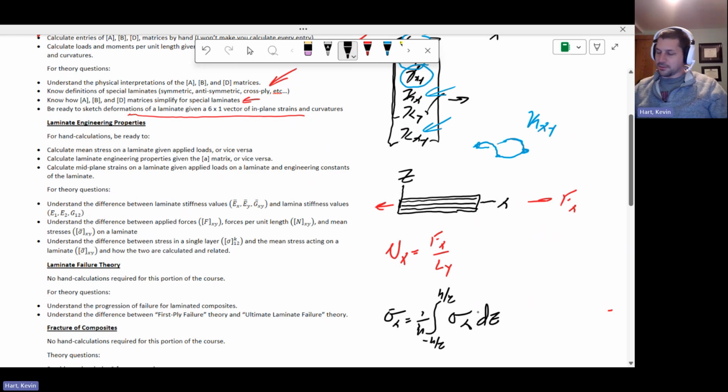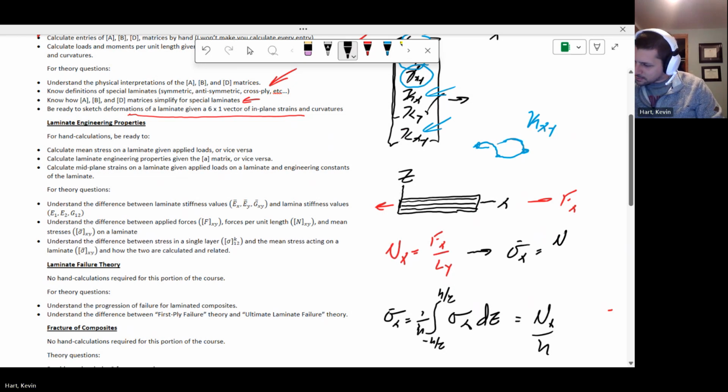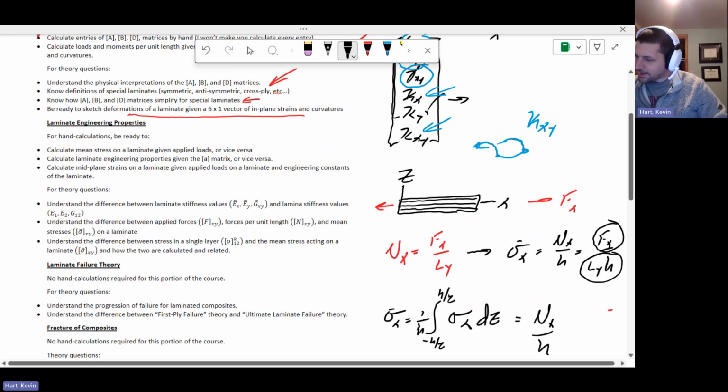Yeah, this is the average stress throughout the thickness. So this is the mean stress and how you would calculate it. And this is actually going to be equivalent to Nx divided by h. And so Nx divided by h, this is Fx over Ly times h. So this is like force divided by cross-sectional area, basically.